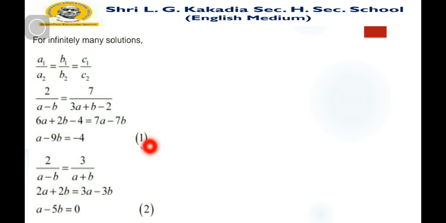So these are a pair of linear equations in two variables a and b. Now, by solving with any one method, the elimination method, the substitution method, or the cross multiplication method, we can find the values of a and b.